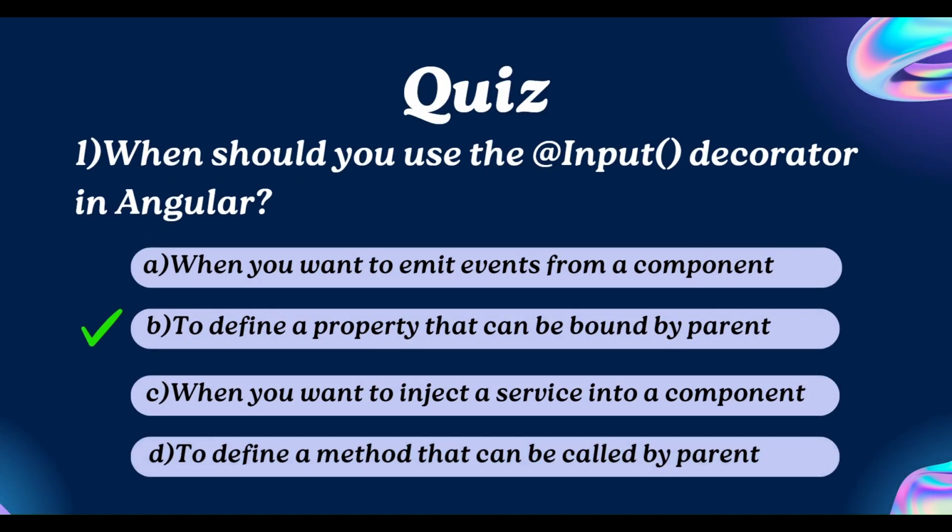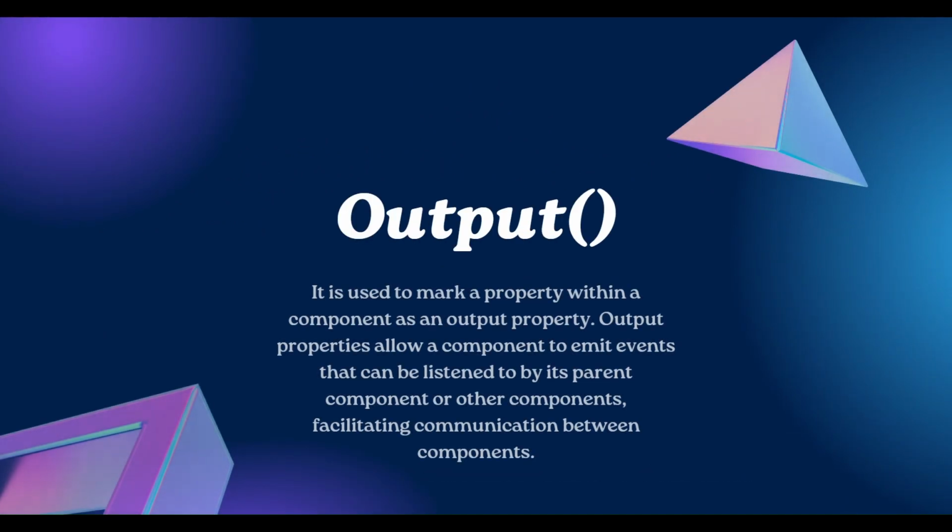So the correct answer is to define a property that can be bound by the parent. So there should be a property from the parent which the child would take as an input over here. Okay, moving on to our next concept, that is the output decorator.